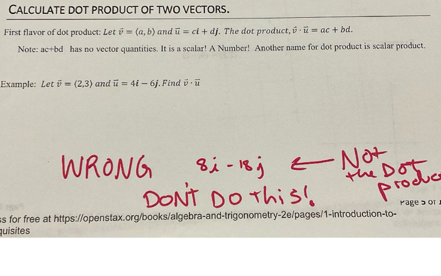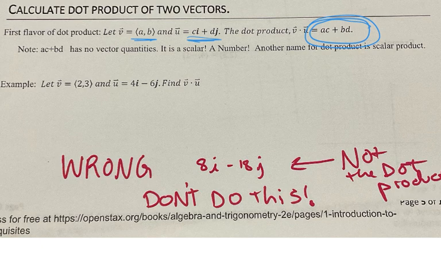So here's the deal. Here's the formula. The dot product of 2 vectors. So if I have 2 vectors, A, B and C, D. You see how they're in different forms. I can find the dot product by multiplying the x components by each other, A times C, multiplying the y components by each other, B times D, and adding them together: AC plus BD. Notice, dot product is not a vector. It is a scalar. It's just a number. Another name for a dot product is a scalar product.